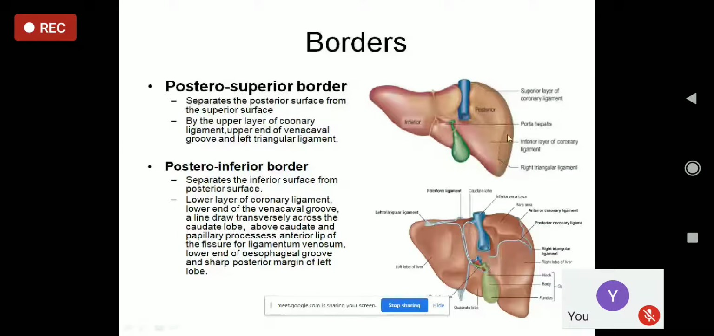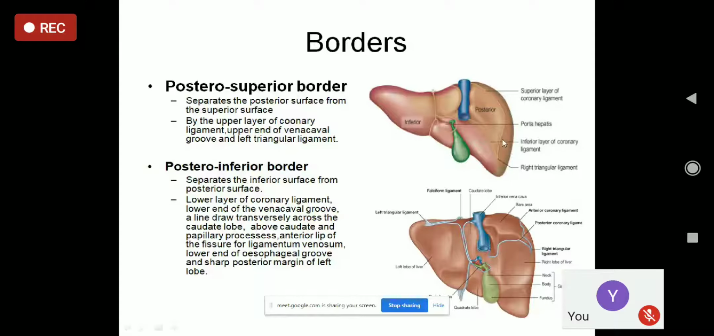Look here, what is the function? This posterior superior border separates the posterior surface from the superior surface. Between the posterior superior and posterior inferior border is the posterior surface. So the posterior surface is separated from the superior surface by the posterior superior border, and it is marked by the upper layer of the coronary ligament. Look here, this is the superior layer of the coronary ligament. The coronary ligament, falciform ligament, and ligamentum teres are all modifications of the peritoneum.